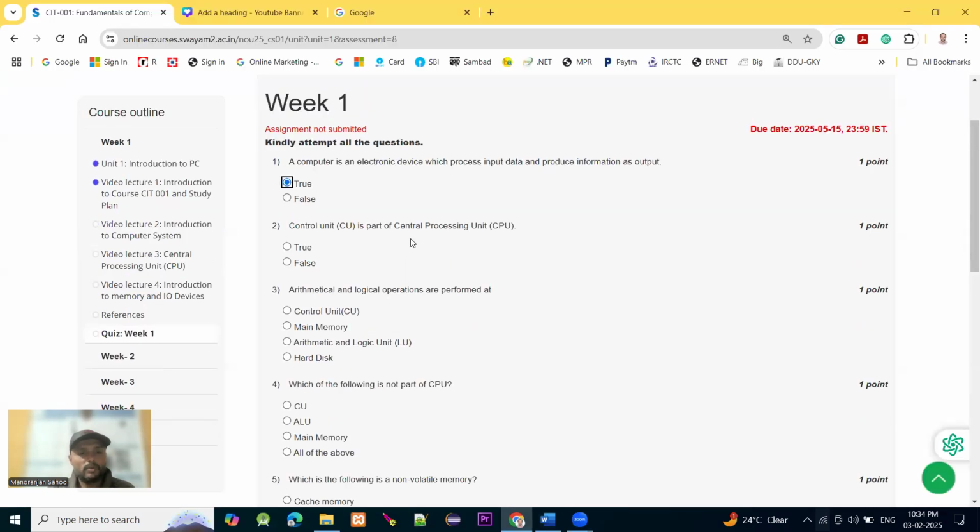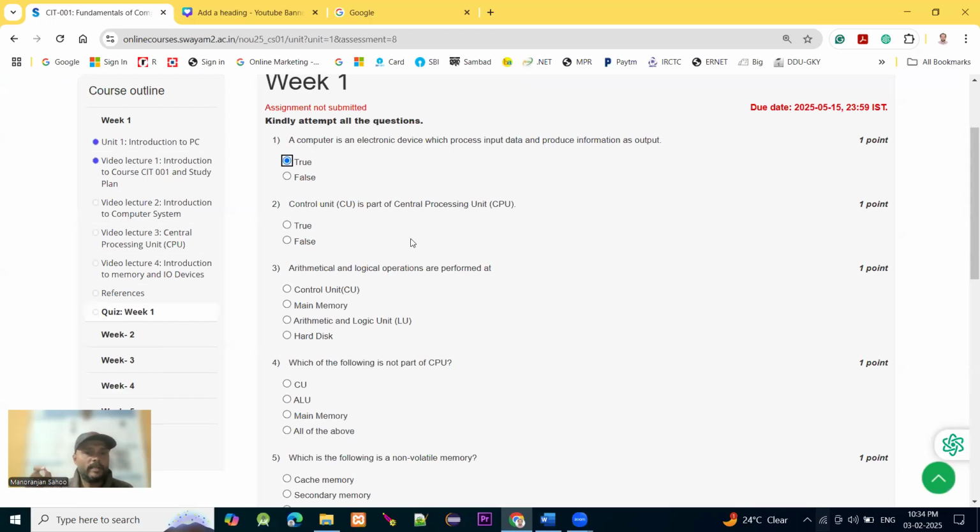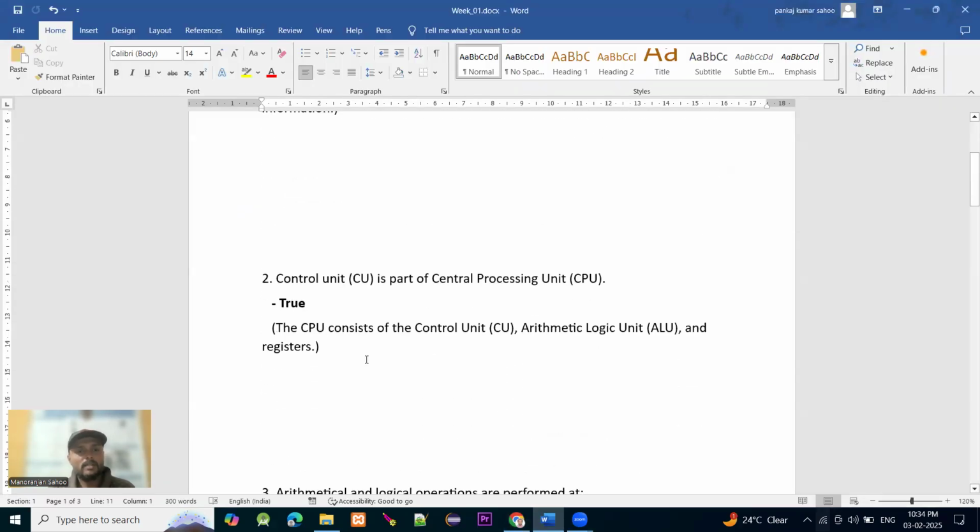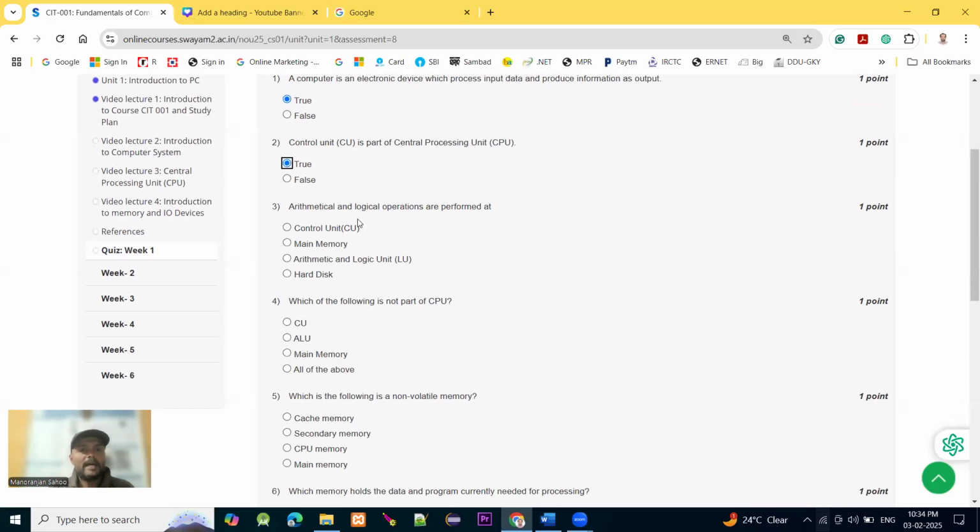Moving to question number two, the control unit is a part of the central processing unit. The central processing unit consists of three parts: arithmetic logic unit, control unit, and operational registers. Register means memory. So the control unit is a part of the central processing unit. Yes, it is a true statement. You can see here the CPU consists of the control unit, arithmetic logic unit, and registers. Register means memory. Try to understand.